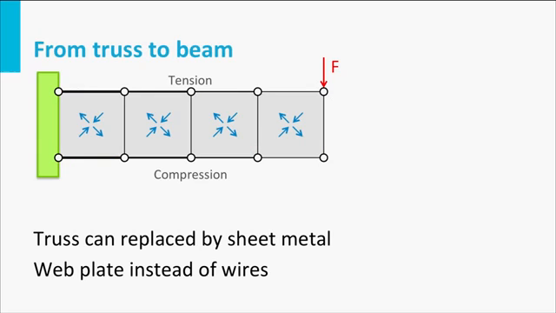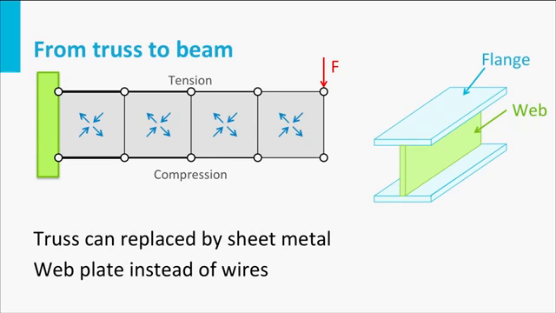In this figure, the wires are replaced by a metal plate. The sheet has the same function as the wires. The sheet transfers the vertical loads. The wires were loaded in tension, but the metal sheet is loaded in shear, a combination of tension and compression. If we now look at the overall picture, we can state that the upper and lower bars can take the tension and compression forces resulting from the bending moment. The metal sheet takes care of the vertical or transverse load.